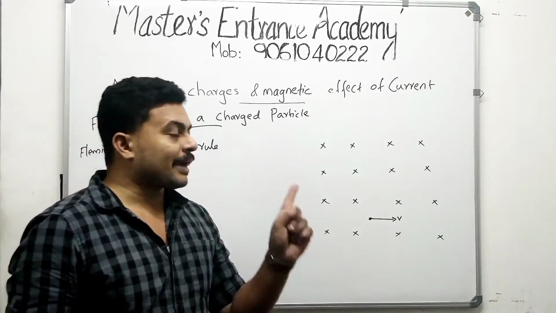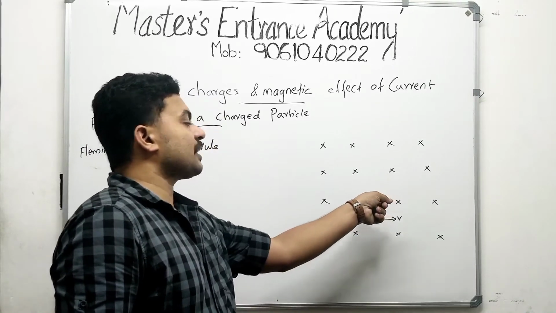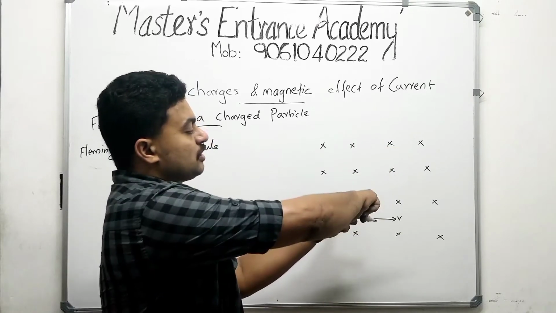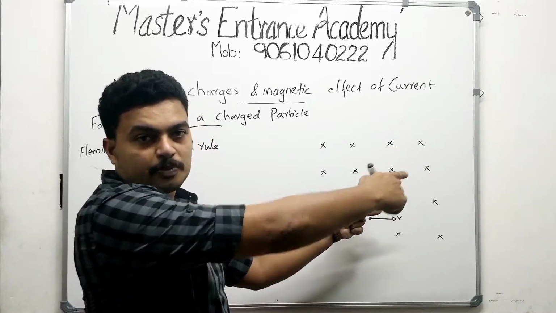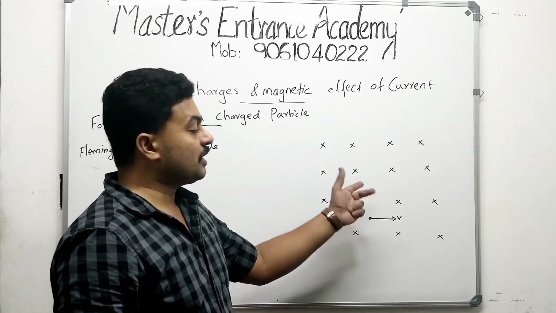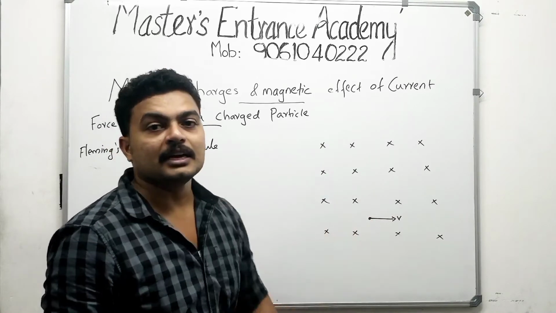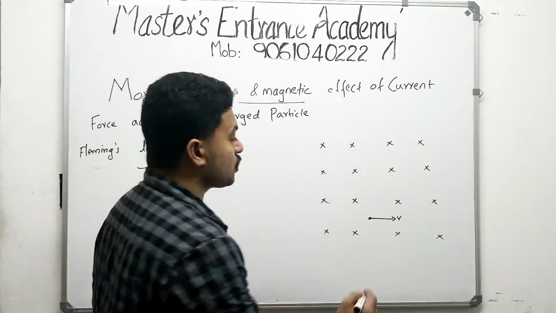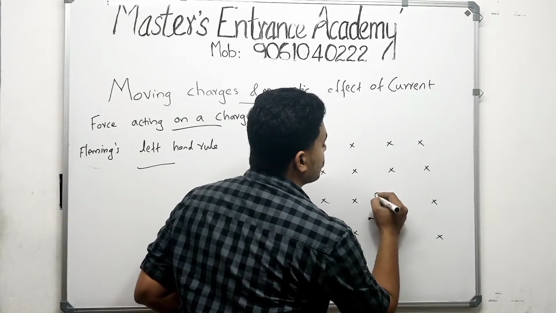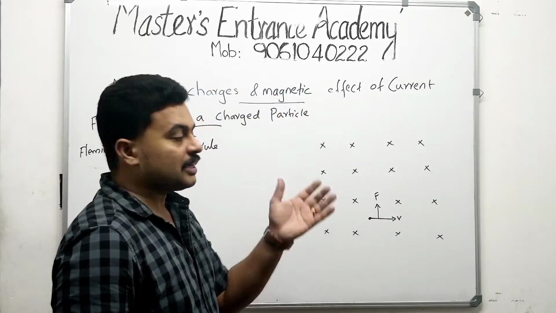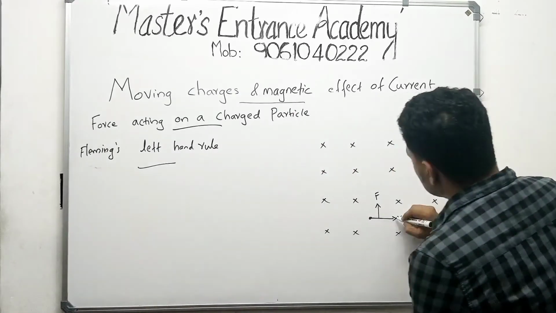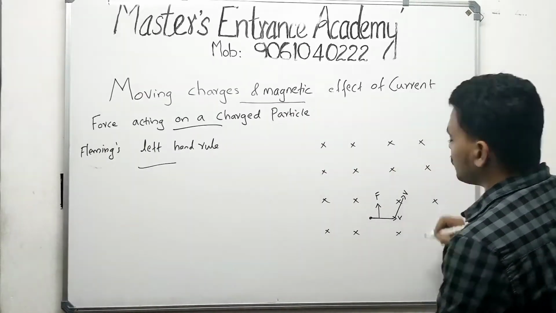Here the magnetic field is into the board. The middle finger indicates the direction of the charged particle, and the thumb represents the direction of force. In which direction will it move? Upwards. So this charged particle is pulled upwards. There is a force exerted on the charged particle, so it will move upwards. Due to that force, it will tilt its direction and move in this direction with the same velocity v.